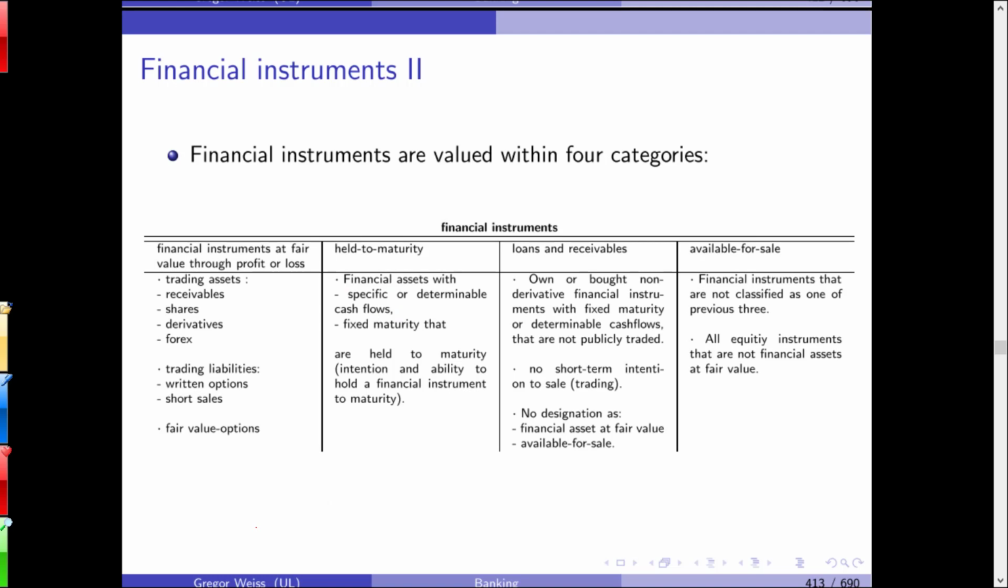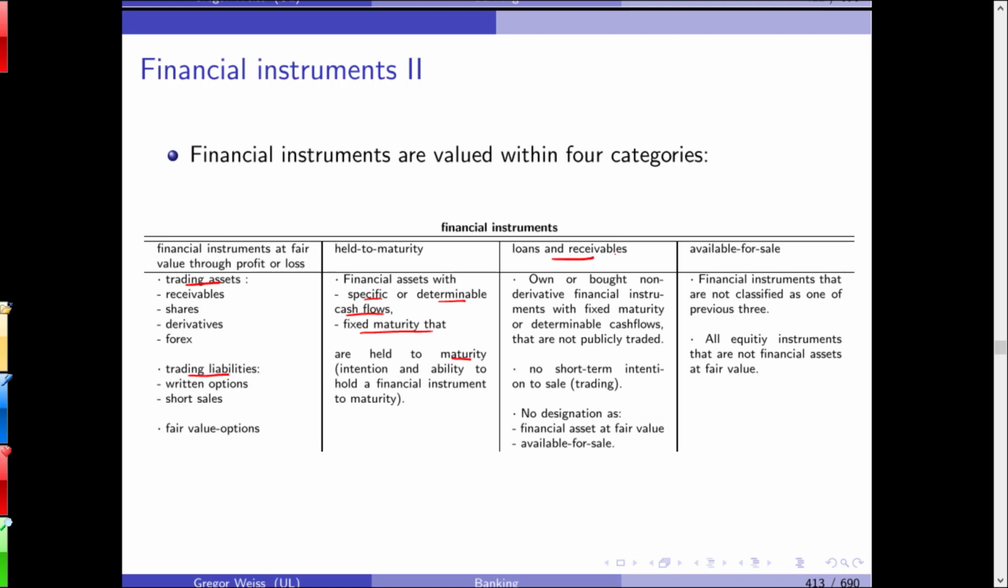Again, the financial instruments are inserted into 4 categories. Financial instruments at fair value through profit or loss: those are the trading assets and the trading liabilities. You have instruments that are held to maturity, with specific or determinable cash flows and fixed maturity, and you need the intention and the ability to hold a financial instrument to maturity. You have to mark this in your balance sheet.